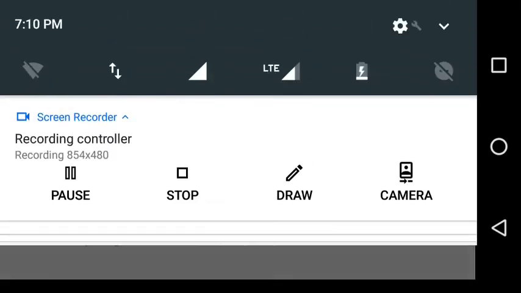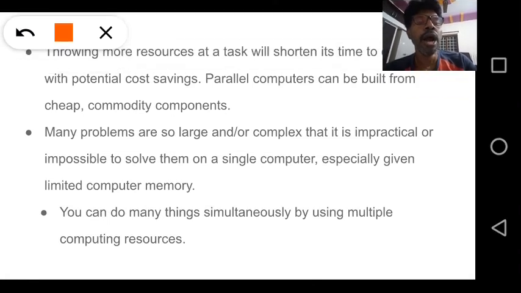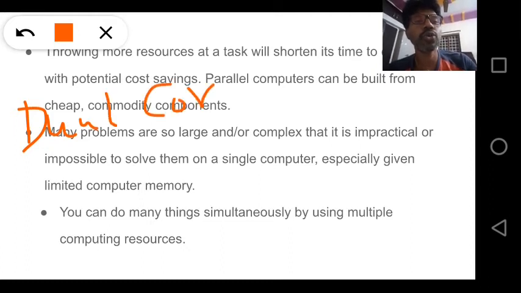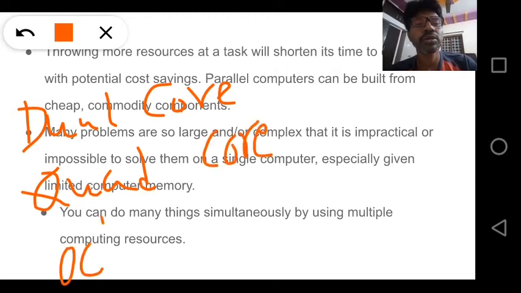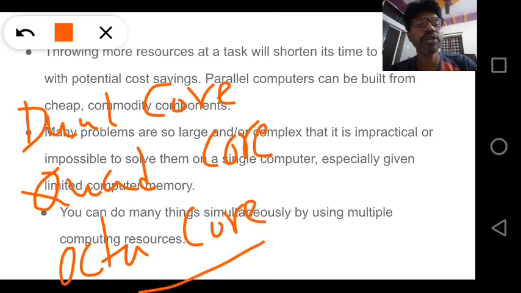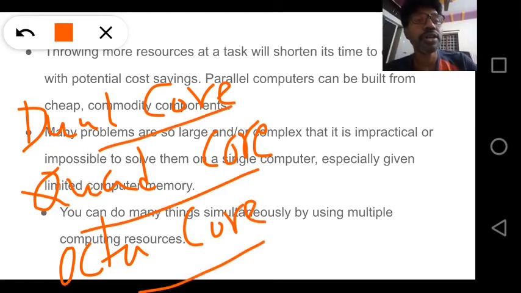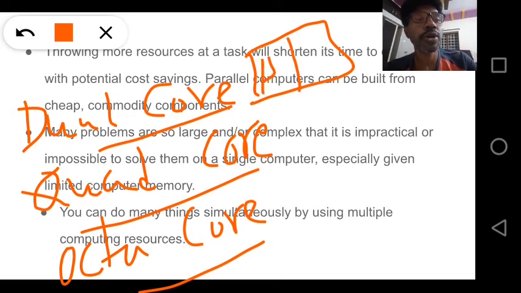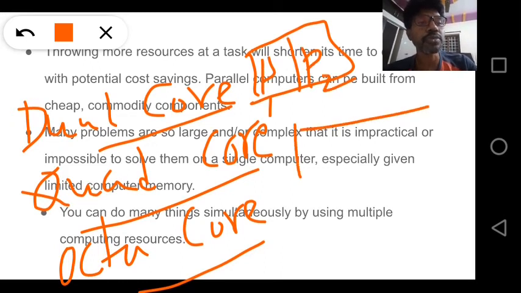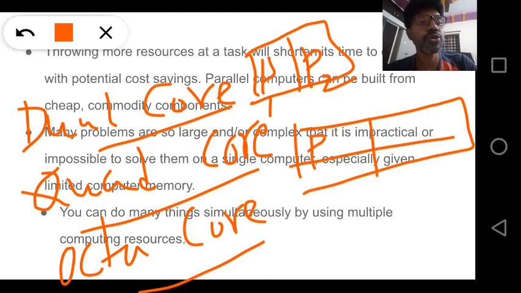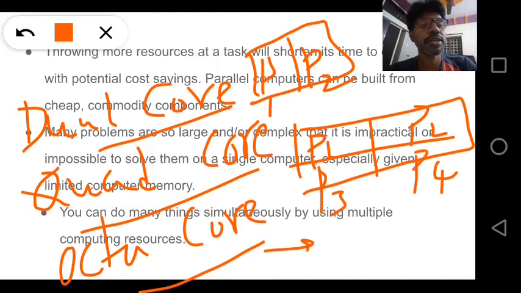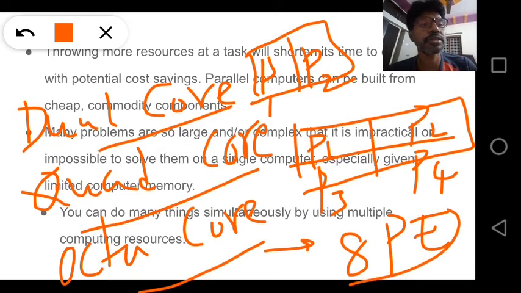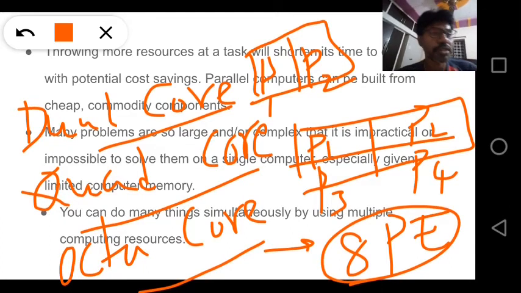See, even if you take a mobile phone costing 8,000, if you read the configuration, it says dual core, quad core, octa core processor. This is the configuration that you might have seen when you purchase a mobile. Dual core means the processor is divided into two units, P1 and P2. Quad core, the processor is divided into four. That means there are four processing elements. Similarly, octa-core means 8 processing elements.